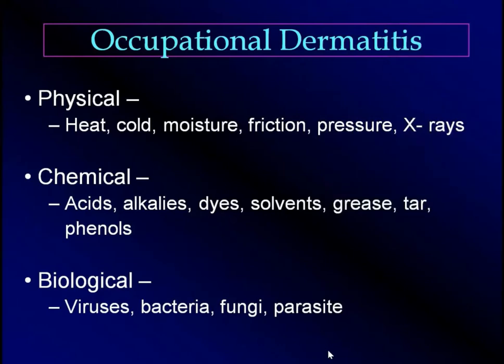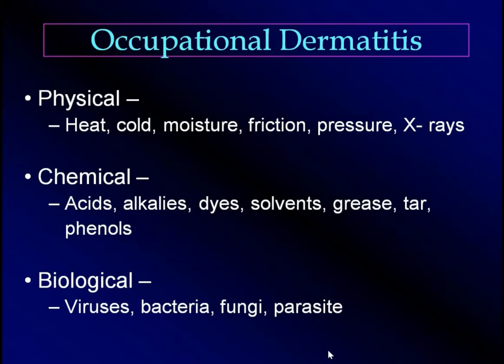So dermatitis can be caused by various agents. Physical agents affect people who work in extreme hot or cold conditions, with moisture, friction, or high pressure, or who are exposed to high X-rays. Then chemical agents, like those who are exposed to chemicals such as acids, alkalis, dyes, solvents, grease, tar, and phenols. All this can also cause skin reactions and cause dermatitis.